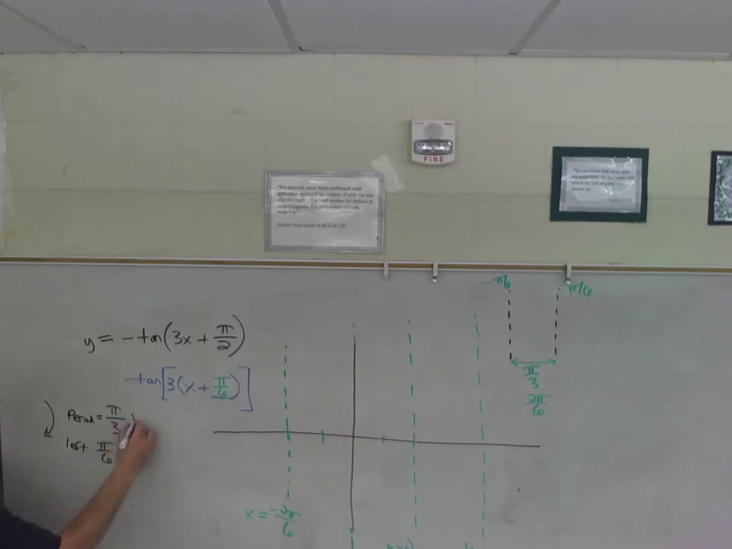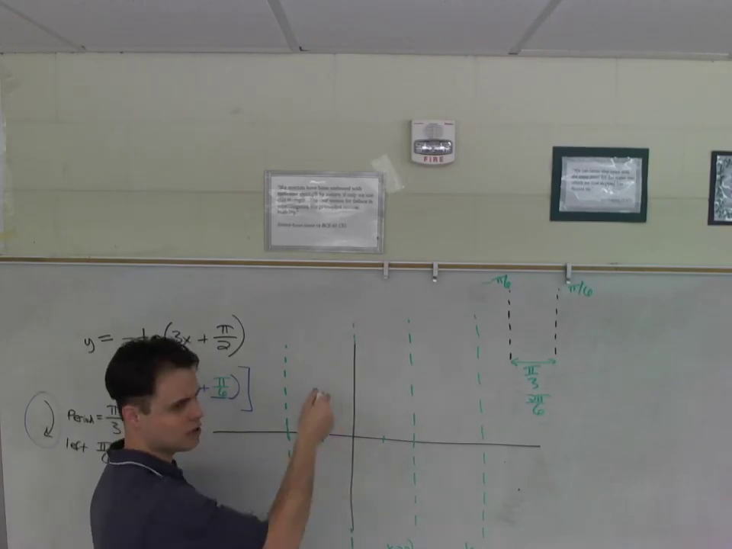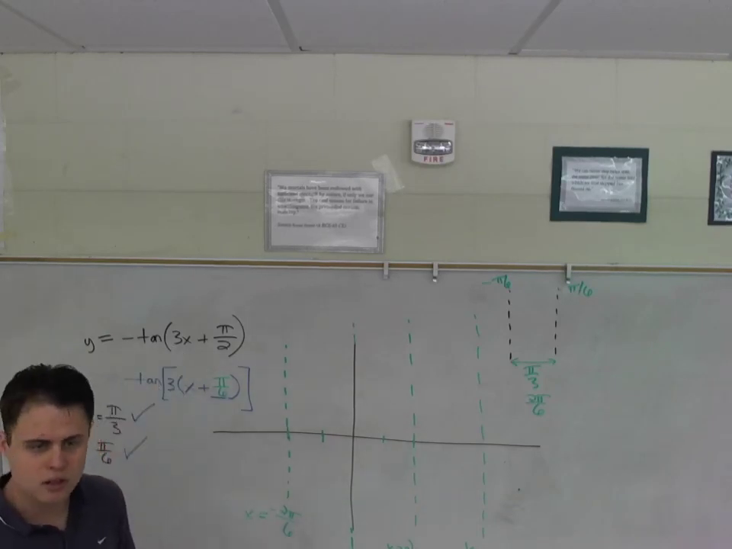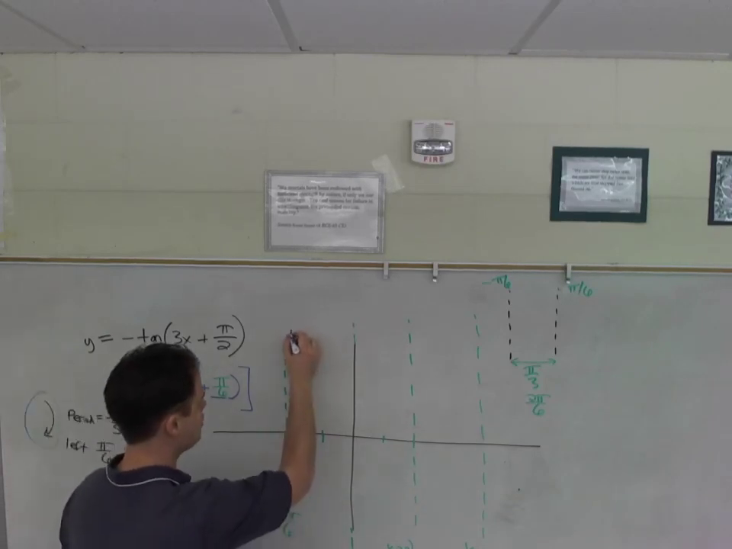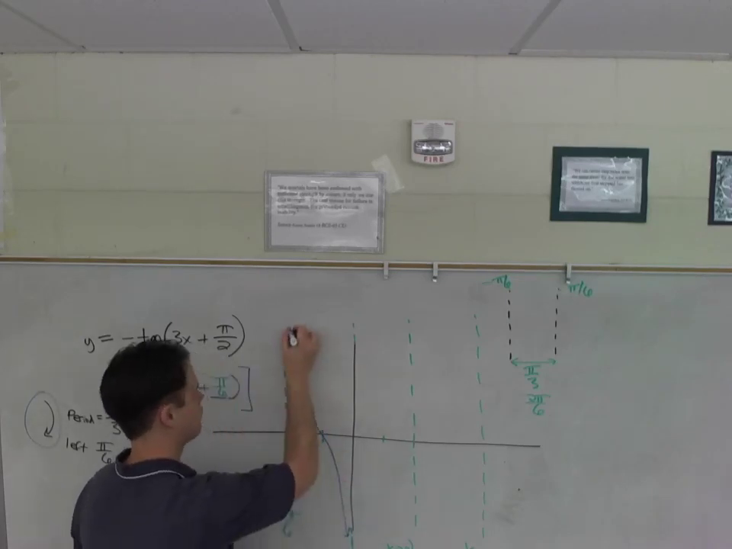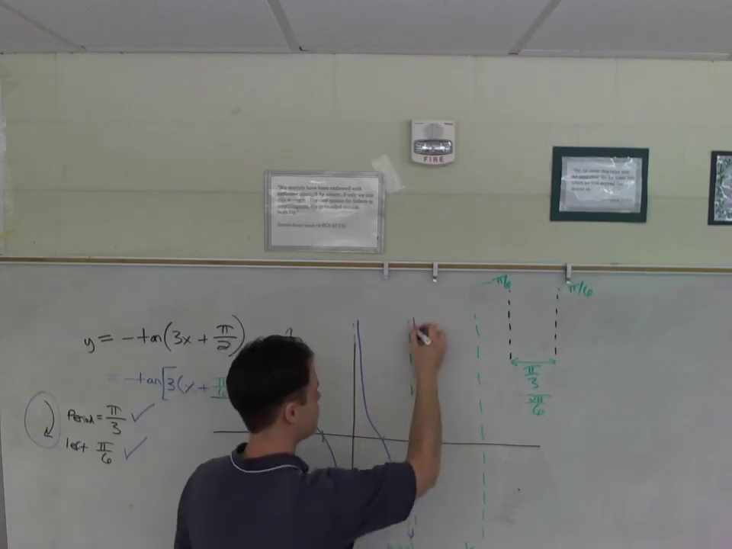So we took care of that. We took care of that. We only need to worry about the flip. So tangent usually goes like this, right? But if you reflect it and flip it over, what's it going to look like? It's not going to look like tangent anymore. Now it's going to look like cotangent, and it's going to go like this, right through the middle. Down like that.